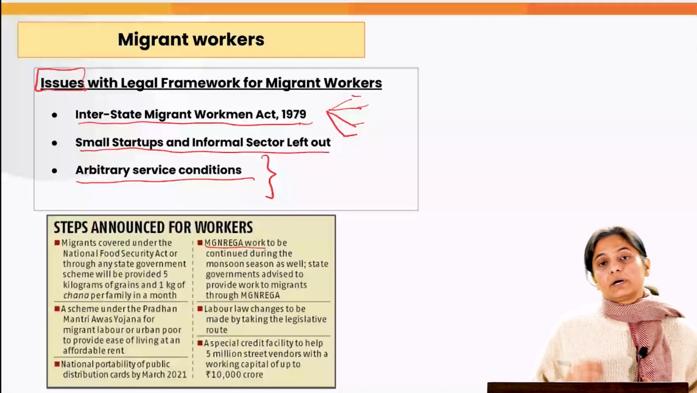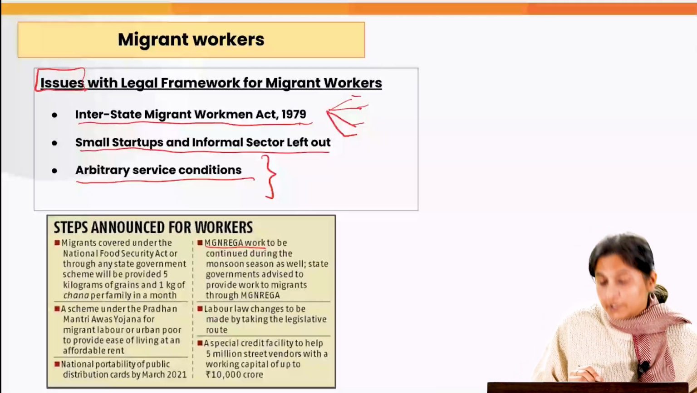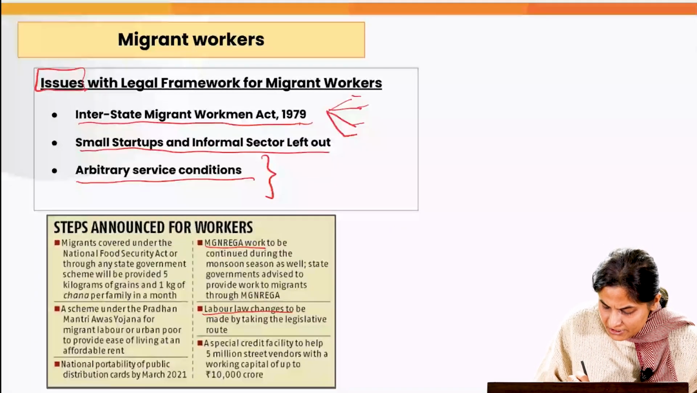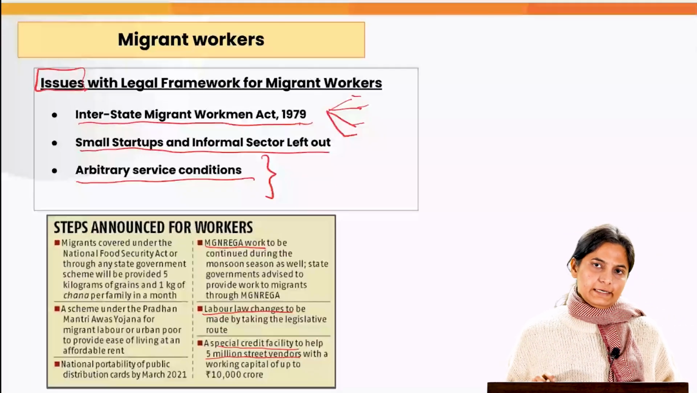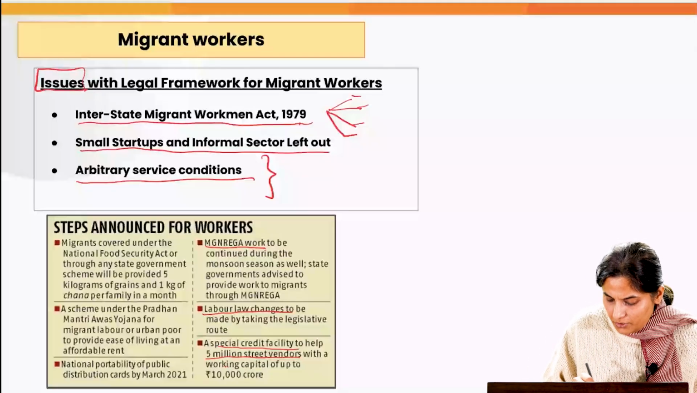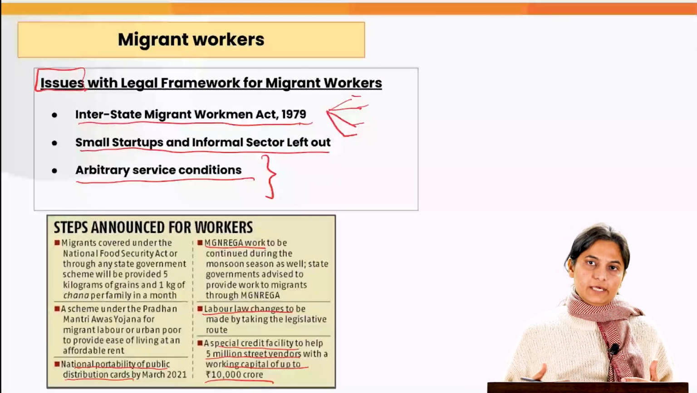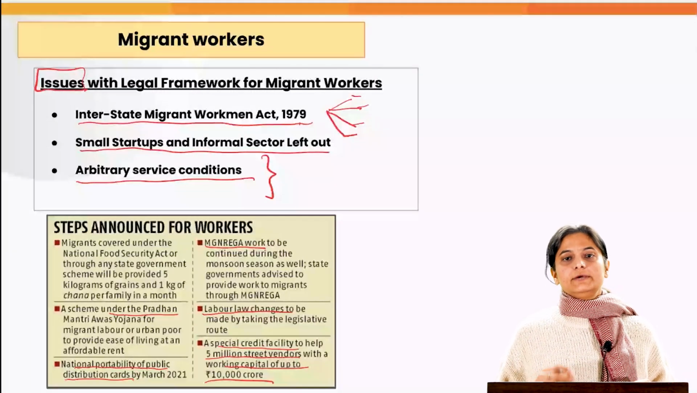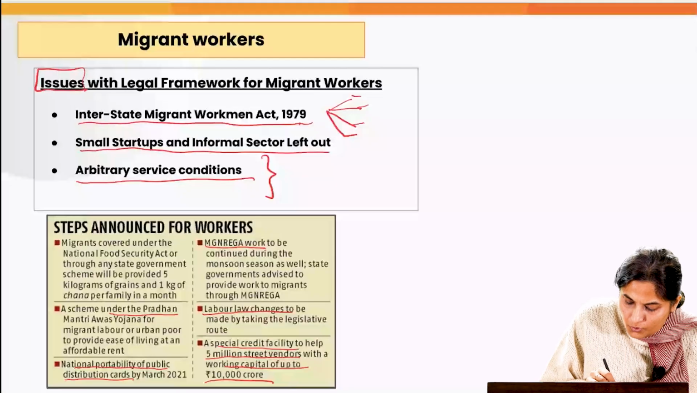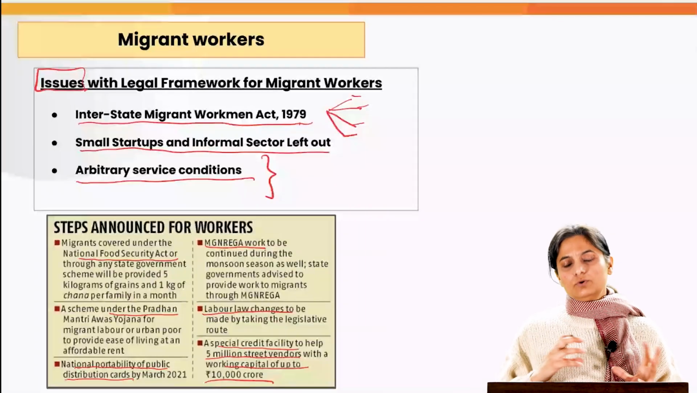First of all, MGNREGA work was modified to include these sections also. Labor law changes were made. Then a special credit facility was included to help 5 million street vendors, with working capital of up to 10,000 crore. Then there was national portability of public distribution cards, which came into being for the benefit of these migrant laborers. Then there was a scheme under Pradhan Mantri Awas Yojana to include migrant labor so that they could be housed properly. And of course, the National Food Security Act was implemented for ensuring food security for this segment of the population.